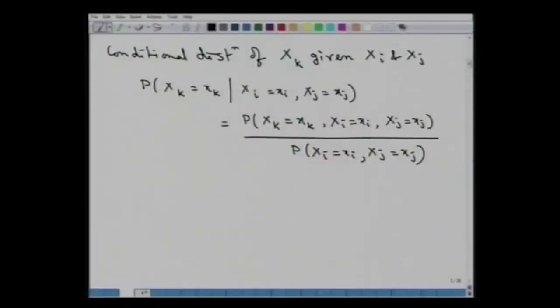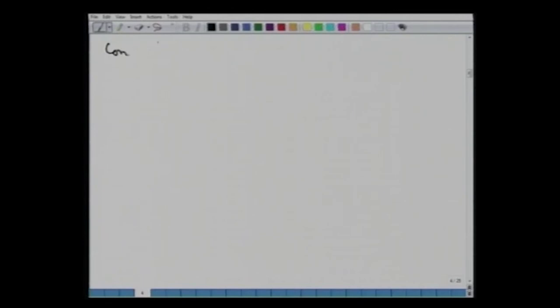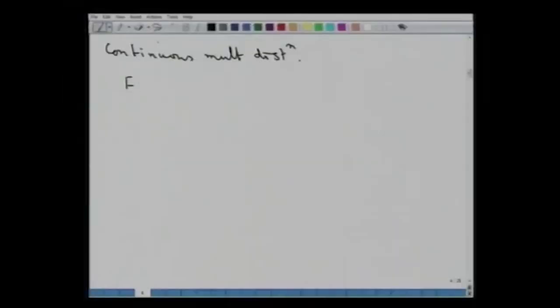Let us now move on to the case of the marginal and conditional distributions in case of continuous multivariate random variables, how it looks like. Continuous multivariate distribution. So we had first of all defined what is the joint distribution function of a set of multivariate random components. So in case of a continuous multivariate distribution comprising of these p elements, this for a continuous distribution would be defined through the integral.